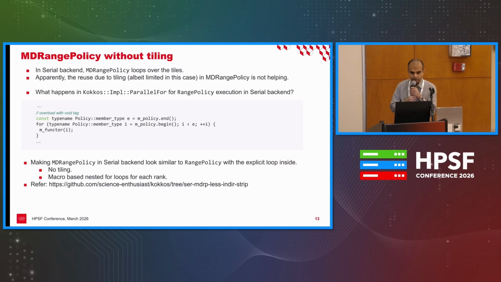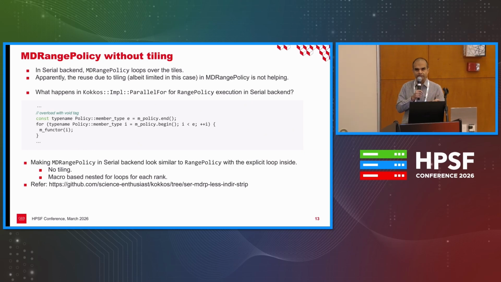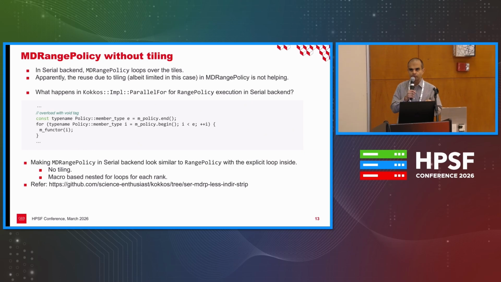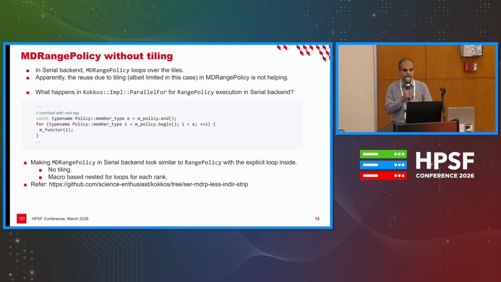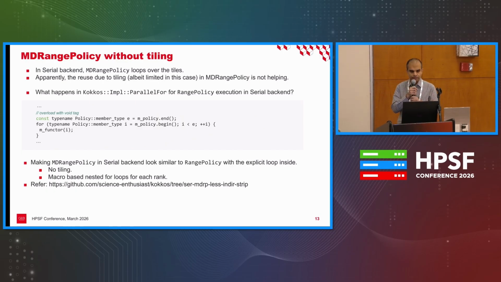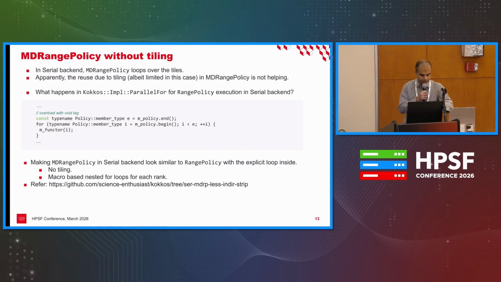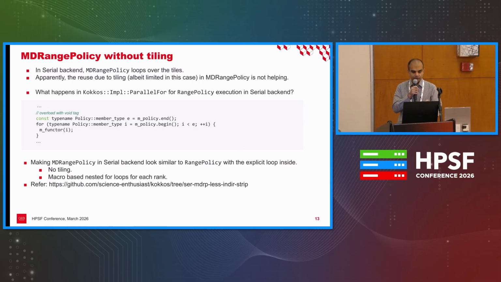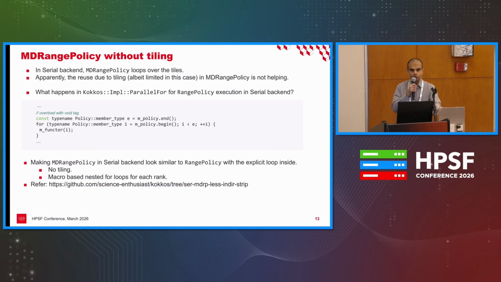So in the serial backend, again, the MDRangePolicy is going to iterate over all the tiles, but in a serial manner, one after the other. Even though there is supposed to be some reuse in the tiles, apparently it's not helping enough. So what happens in the parallel for case? Parallel for will be calling the user-defined functor inside a for loop. And in our case, our user-defined functor has an explicit for loop. So when it gets inlined here, we are going to essentially get a nested for loop.